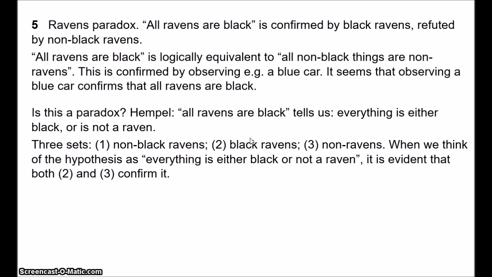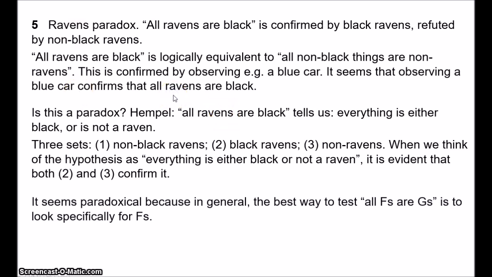If the Raven's paradox isn't really a paradox, why does it seem so paradoxical? Well, I think the reason is that in general, the best way to test a claim that all F's are G's is to look specifically for F's. So with ravens, there are just so many things that aren't ravens. We know from our background knowledge that most things in the world are not ravens. So checking everything that's a raven to see if it's black is a much better use of your time than checking everything that isn't black to see if it's a raven.